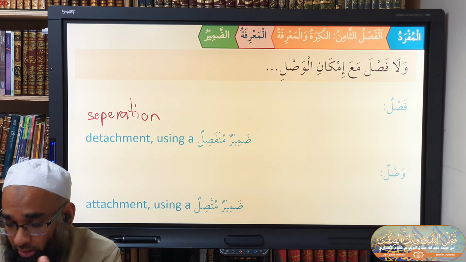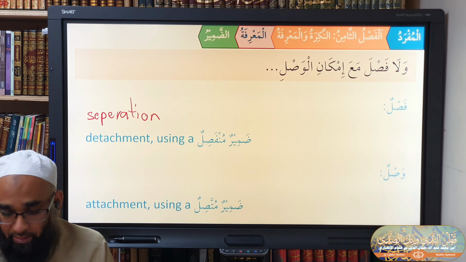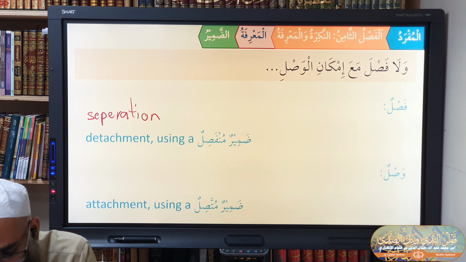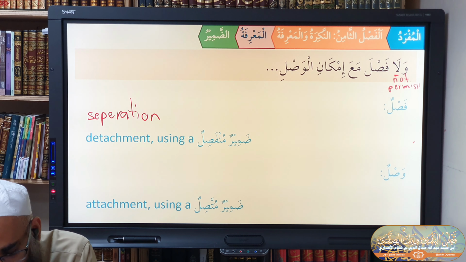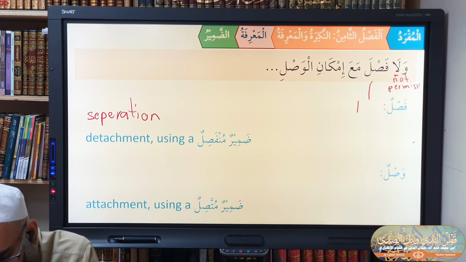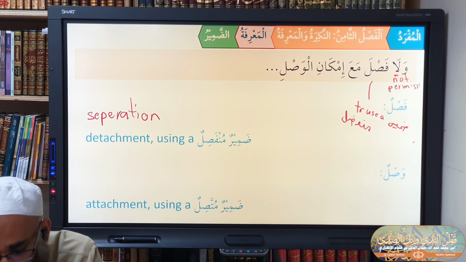So now, how do you translate this text? We translate it as follows. We have to use a lot of additional words just to make it easy to understand. So we say here, wala, it is not permissible. Fasl, we translate this as to use a dhamir munfasil. La fasl: it is not permissible to use dhamir munfasil.